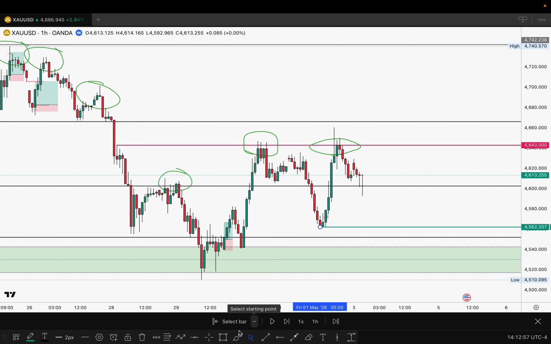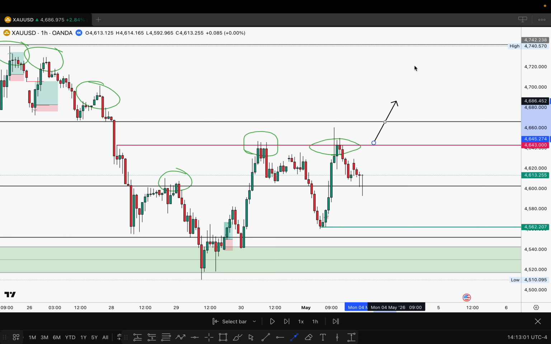we are waiting for a couple of things, right? Either we wait for a break of this high all the way up to 47.40, or some kind of pullback, some kind of move lower for us to enter for a buy.